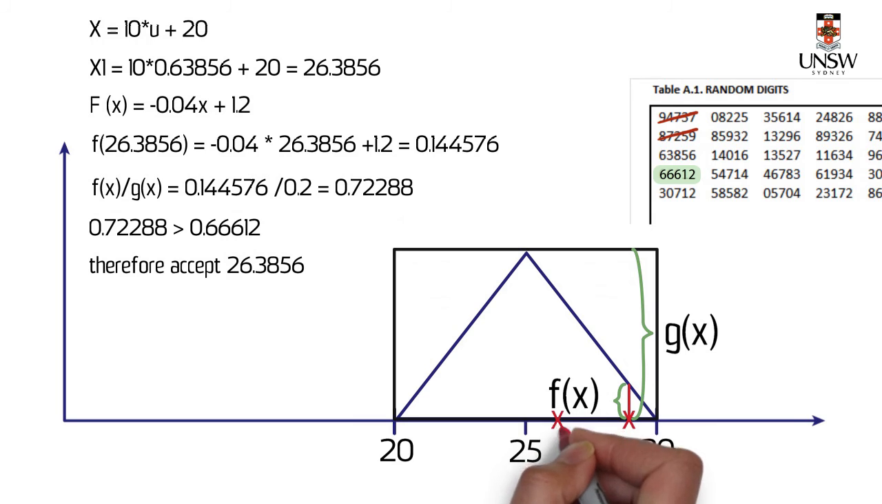So we've worked out that for our triangle, 26.3856 is a valid random number, and so we use it. As you can see, we're going to throw out about half of the numbers when we have a triangle inside a rectangle. If your function inside the middle takes out a bigger proportion of the whole, then you'll throw away less numbers.